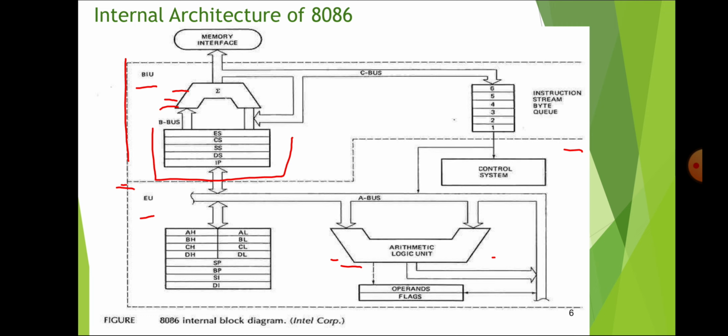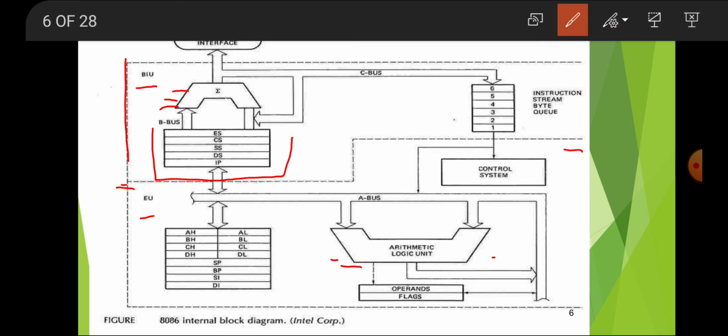I hope you understand what exactly these blocks are. ES, CS, SS and DS store the addresses of the segments, and IP stores the address of the offset. The instruction pointer stores the address pointing to that offset.